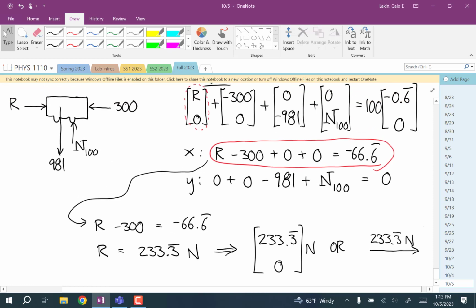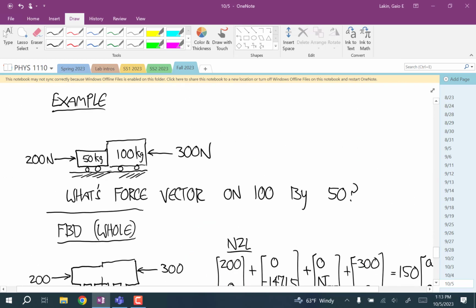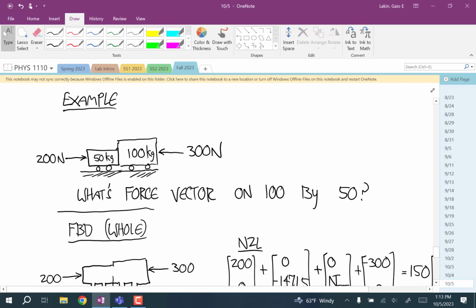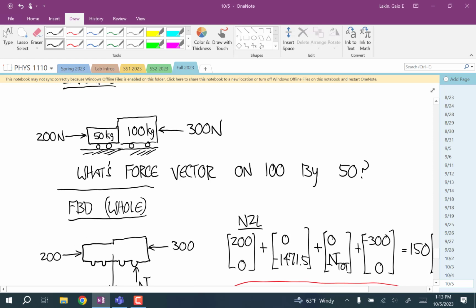So to make sense out of that, the total force pushing on the whole system is just 100 going to the left, right? But the contact force between those two is bigger than that because you have the two forces smushing them together.